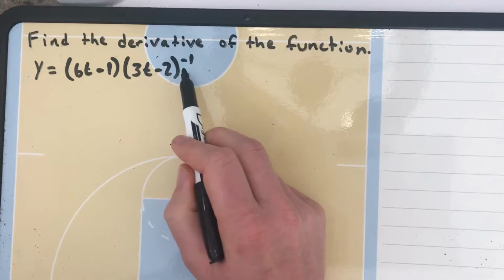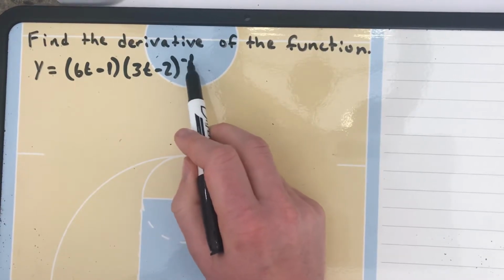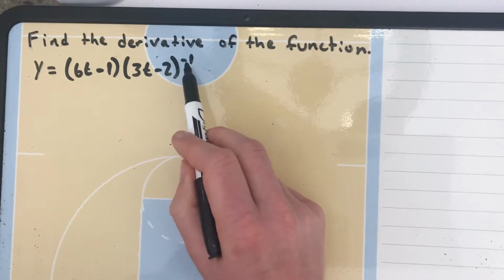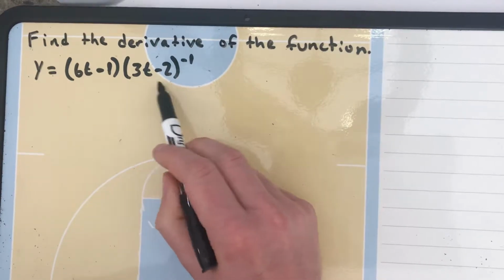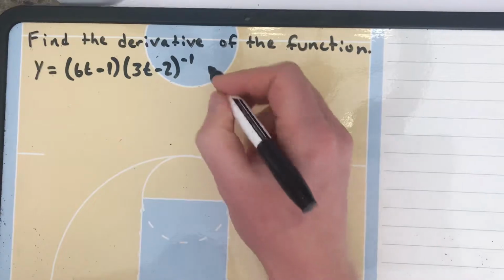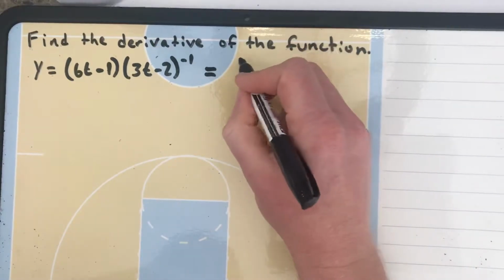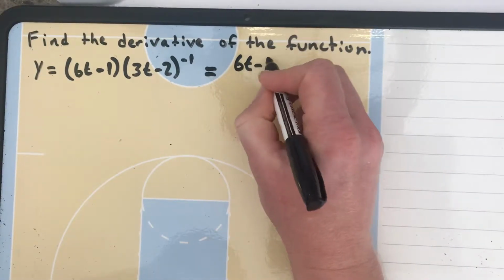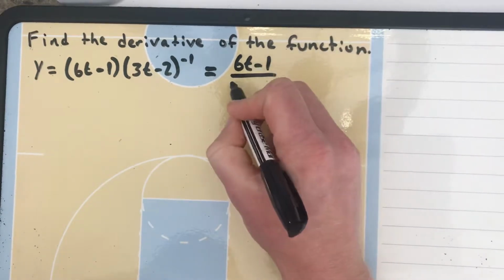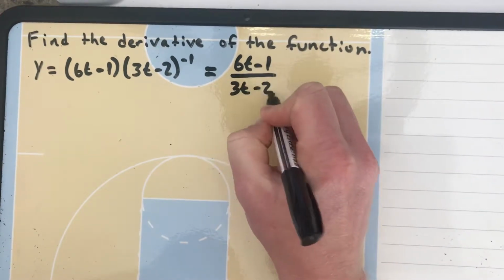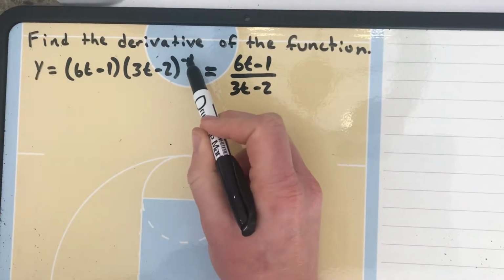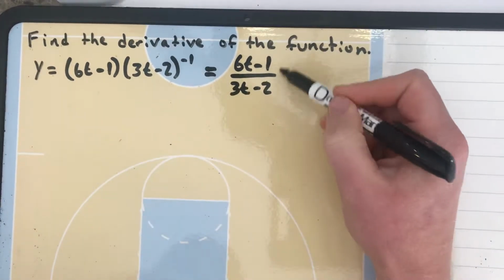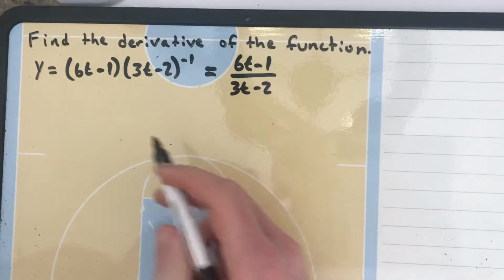negative exponent, we should write this differently because this negative exponent is telling us something here. It's telling us that we're actually supposed to be dividing by this. So let's rewrite this how it should look. If we rewrite it, you get (6t minus 1) over (3t minus 2). So this negative 1 exponent is telling us we should actually divide. So if we rewrite this now, it's pretty clear we need to use the quotient rule.